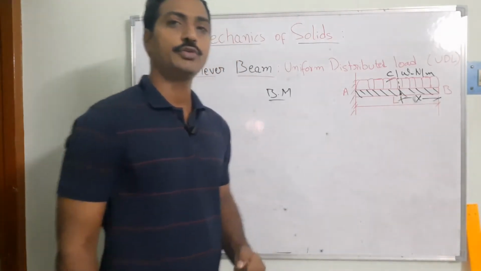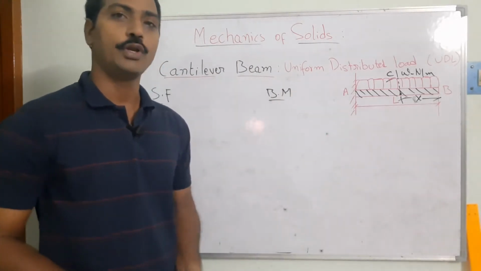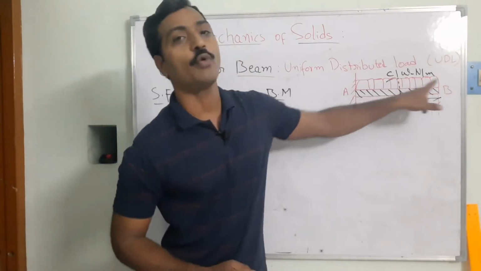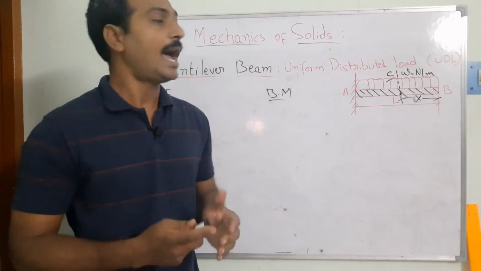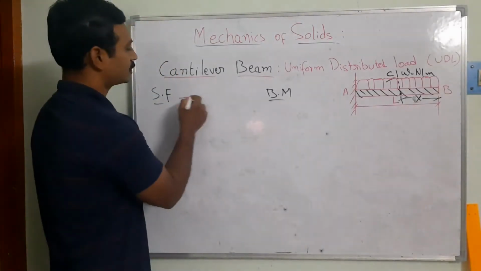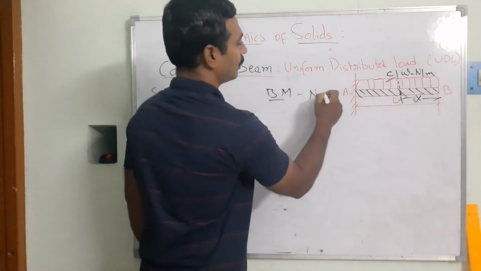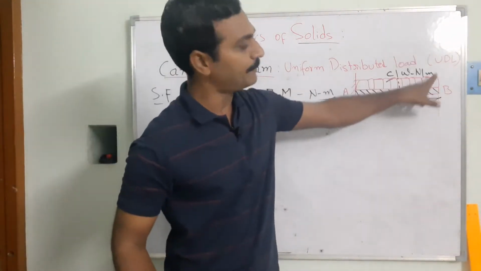Now I want to find the shear force as well as the bending moments. How can we calculate them? As we know, the load is spread over a length, so we need to convert it into a point load so that I can calculate the shear force and bending moment. The unit of shear force is Newton, and the unit of bending moment is Newton meter, but the load is given in Newton per meter.